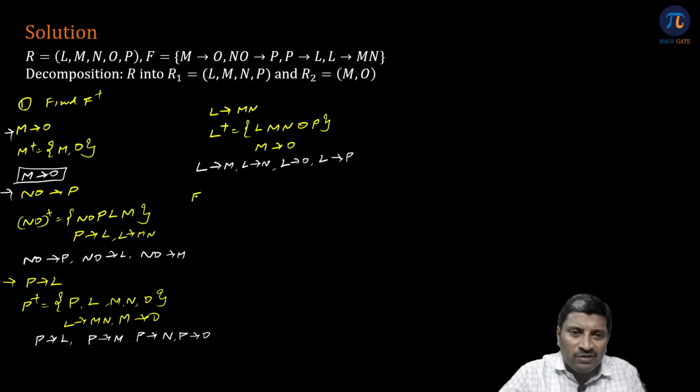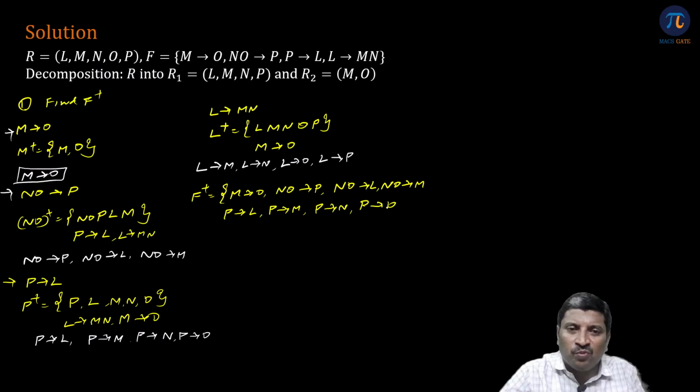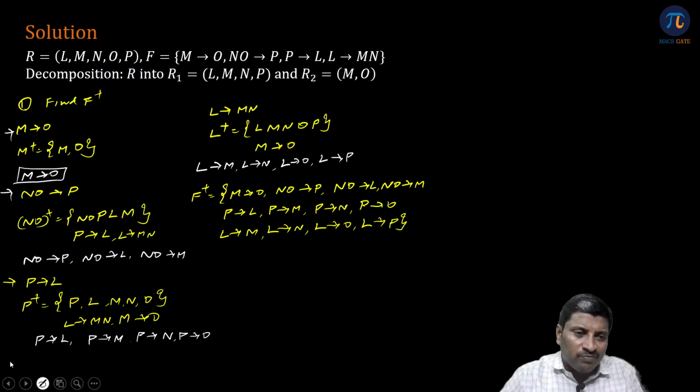So let us write the closure. What is the closure, sir? F closure equal to M goes to O, NO goes to P, NO goes to L, NO goes to M. P goes to L, P goes to M, P goes to N, P goes to O. Then L implies M, L implies N, L implies O, L implies P. So we completed the major step.